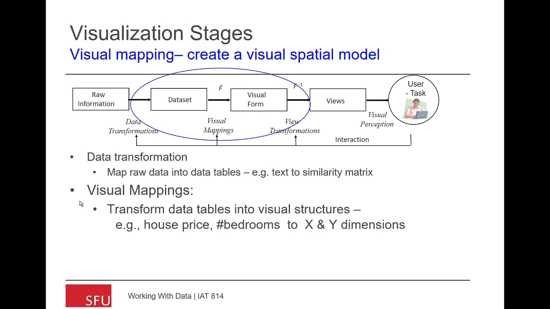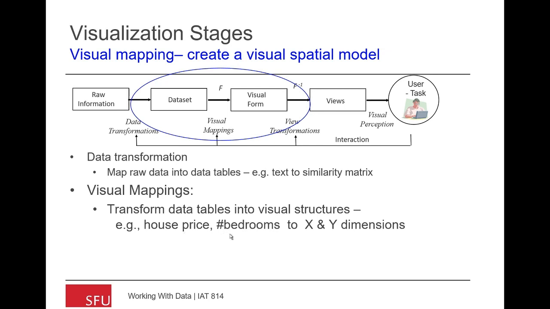So here in visual mappings, we see that we can transform data tables into visual structures. I haven't said anything about how to do it except this little example here. Let's say instead of names and addresses, we had a list of addresses and in the next column, a house price for each address and the number of bedrooms in that house. What we would like to do to visualize that is ignore the address and just simply map house price to the X dimension and the number of bedrooms to the Y dimension. Clearly, the house price is going to have a much larger range than the number of bedrooms.